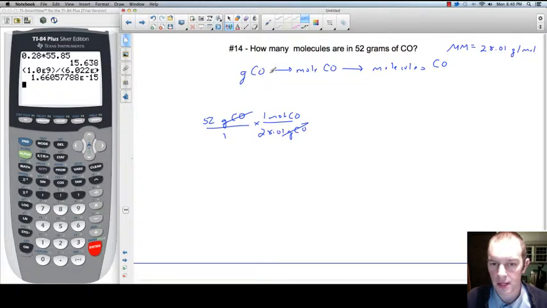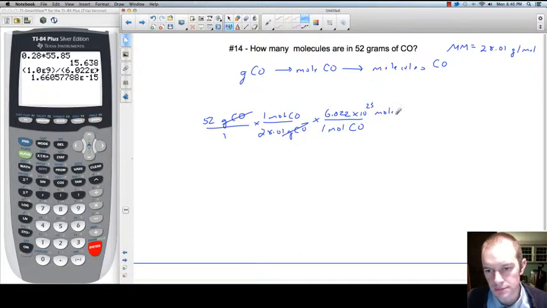So if we can go from grams to moles, we can then take moles and convert it into molecules by saying, all right, well, we know that every 1 mole of CO is going to be equal to the same number of 6.022 times 10 to the 23rd molecules of CO. Your moles of CO now cancel. What you're left with are molecules of CO.